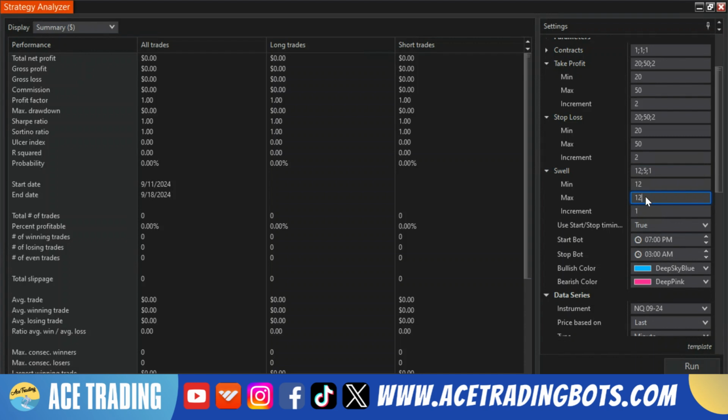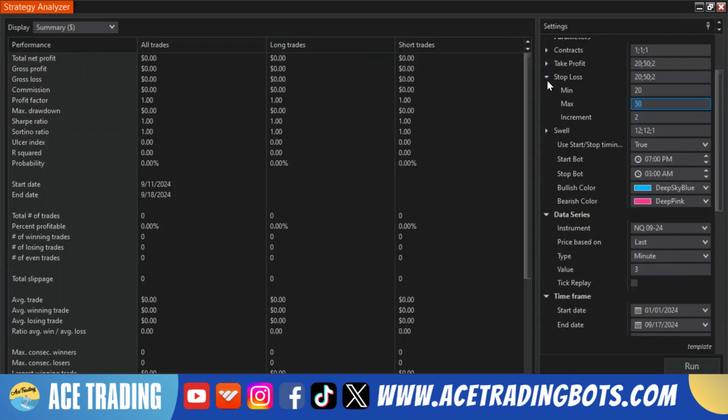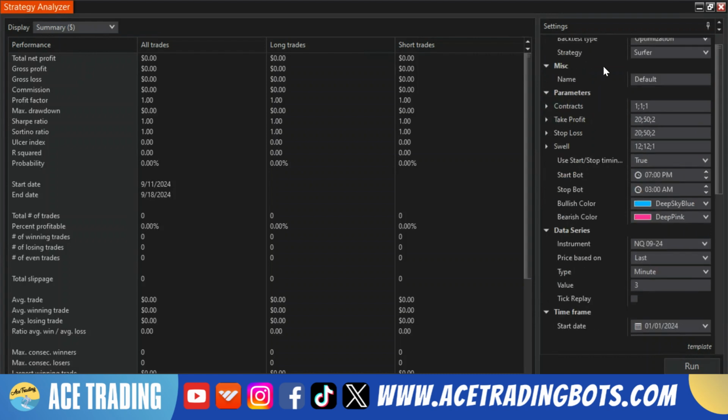I could actually optimize this if I wanted to, but that's going to obviously have more increments and take forever. So I'm going to focus on the small window, see how these values go, and then see if I can optimize it again. I've got the swell set to 12. I'm going to use start stop time. I have my take profits done and my stop losses on there. Nothing else needs to be done.